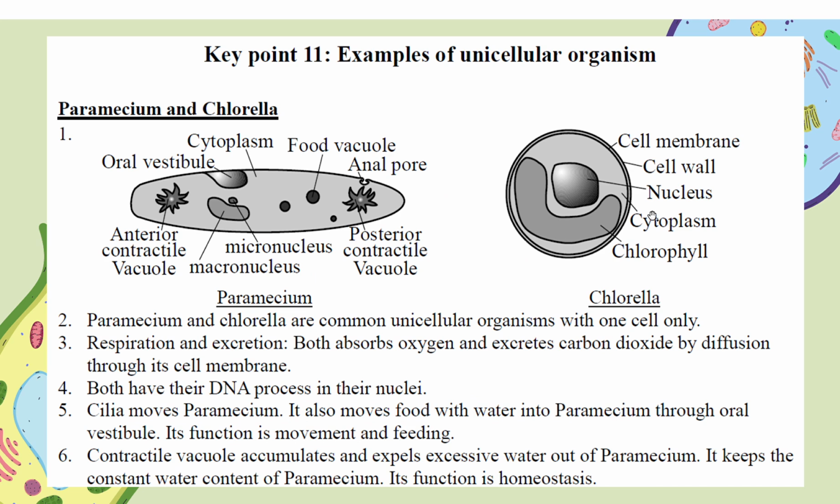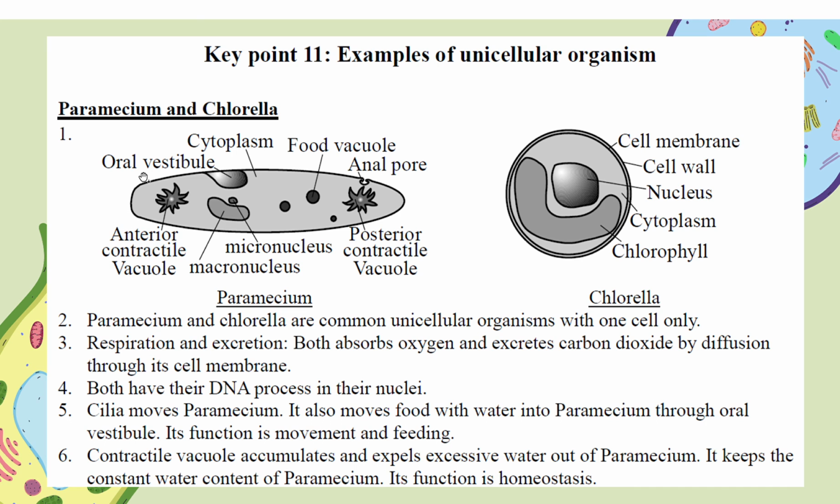These are 1, 2. First of all, for example, Paramecium and Chlorella, you need to understand where they perform the 7 functions. You need to remember them. It will be asked in the exam. Okay, these 2 are important, named in the syllabus, in the guide. Paramecium and Chlorella are common unicellular organisms, one cell only. Respiration and excretion for Paramecium, okay, both absorb oxygen and excrete carbon dioxide by diffusion through the cell membrane. Very easy.